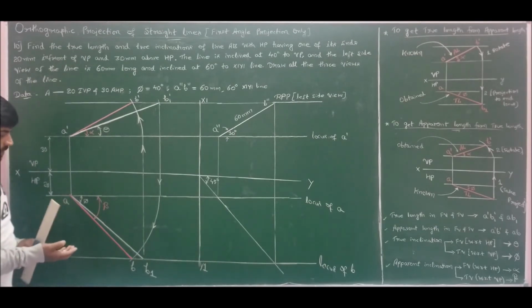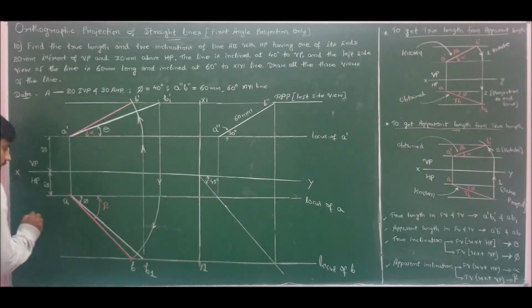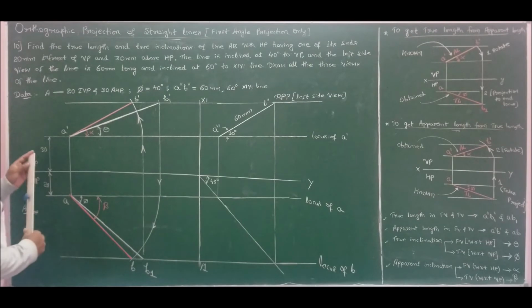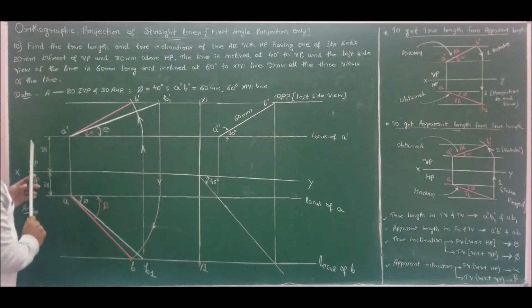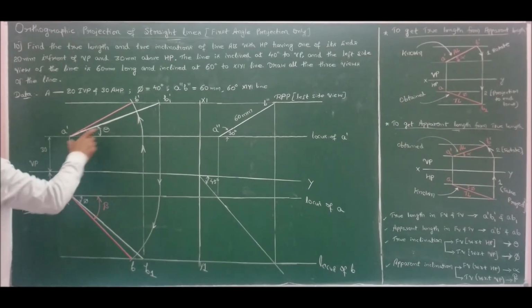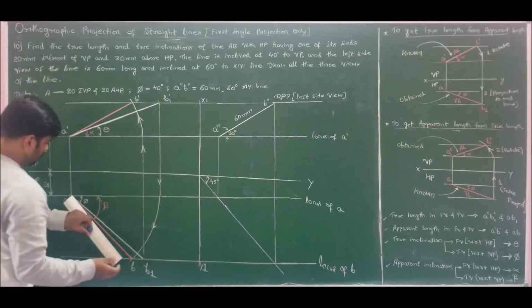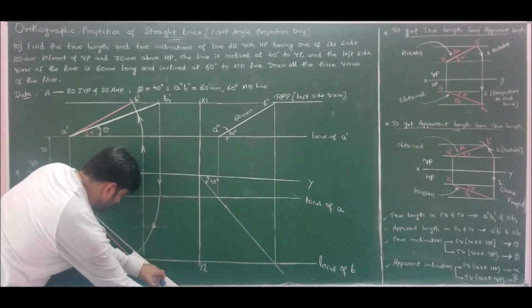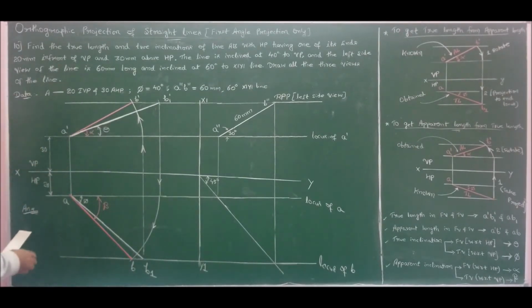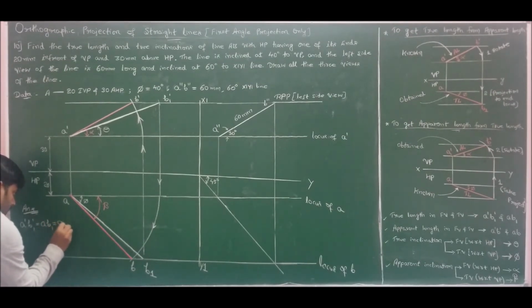Now let us list out the solutions he has asked. The answers for this problem are: he has asked us to find the true length and true inclination of line AB with HP. So he is asking us to find the value of theta and the true length. The true length is turning out to be 81 millimeters. That is A dash B1 dash, which is equal to AB1, the true length. It is 81 mm.